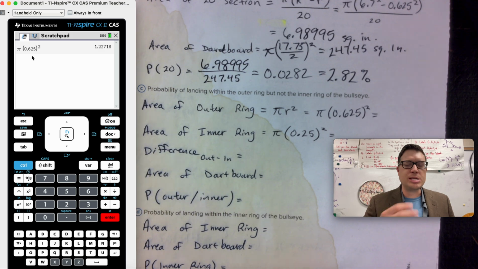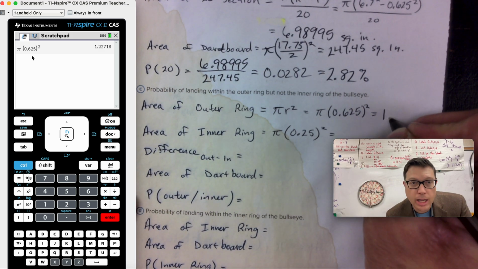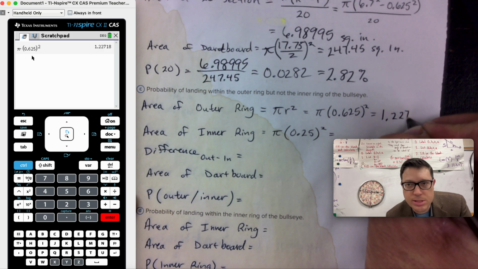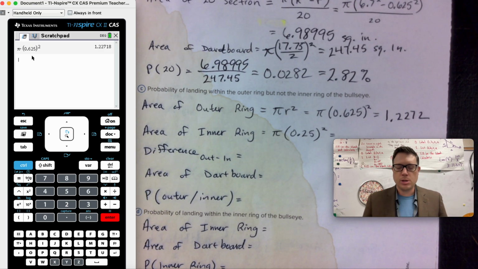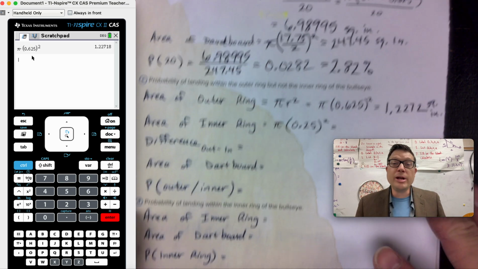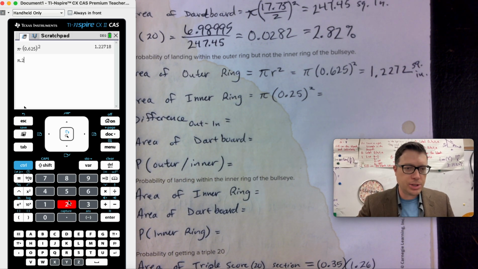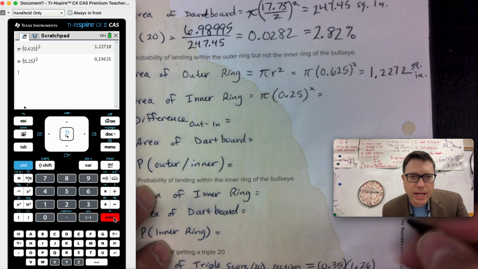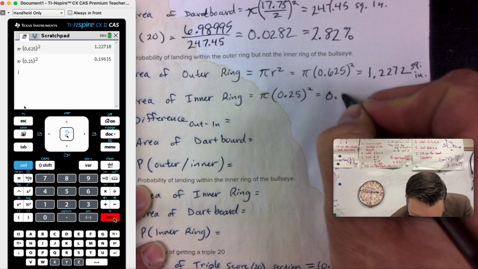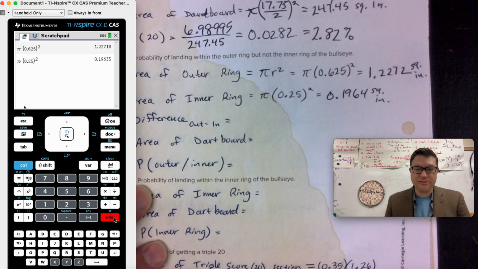Will that work? It did. It put it in parentheses. I was kind of worried that I didn't put it in parentheses yet. It did it. So I'm going to write down 1.2272. 4 decimals. This is square inches. Okay. Then we're going to find the area of the inner ring. So pi times 0.25 squared. 0.1964 square inches. That's very, very small.